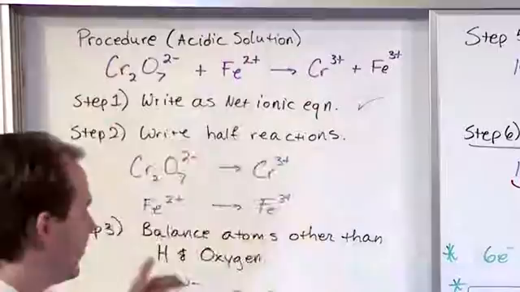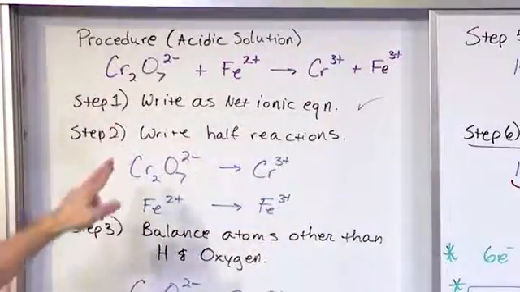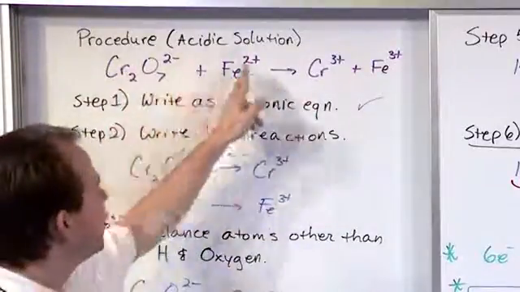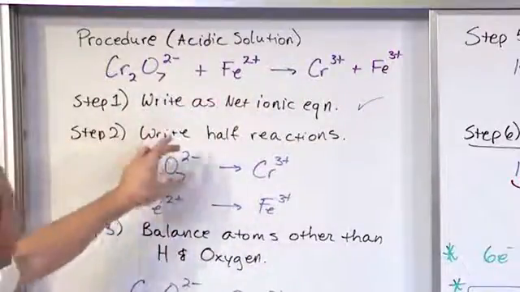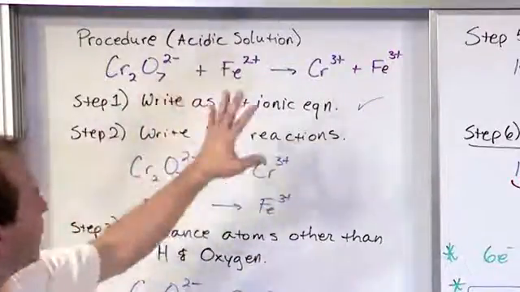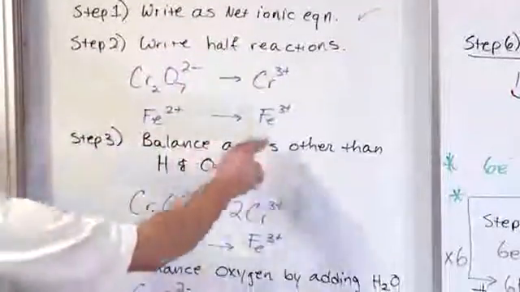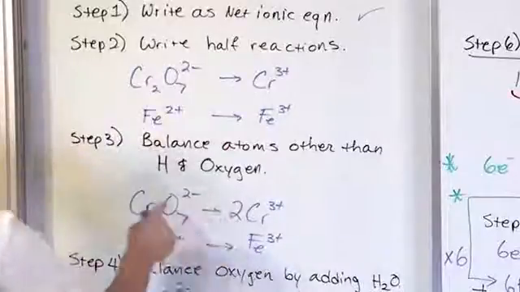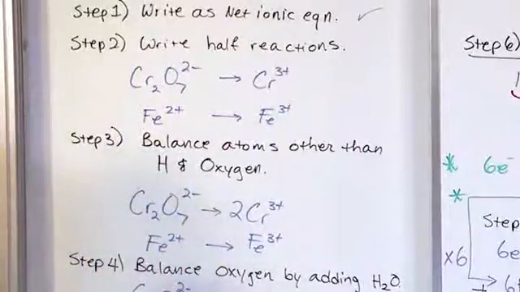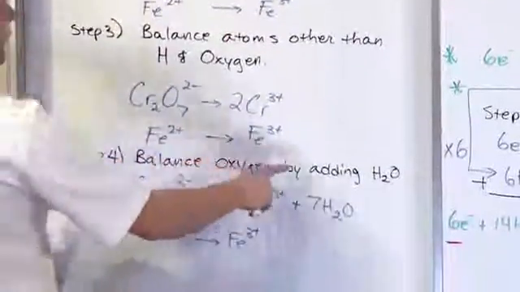Let me go through the procedure again, just to make sure you understand it. First, we write it as a net ionic equation. That's already done. Then we write the half reactions, not with the electrons, but we just write the ions on the left and the right-hand side that go together. Then we balance the atoms that are not hydrogen and oxygen. So we put a 2 here to balance this chromium. We didn't have to do anything here. Then we balance the oxygen by adding water.